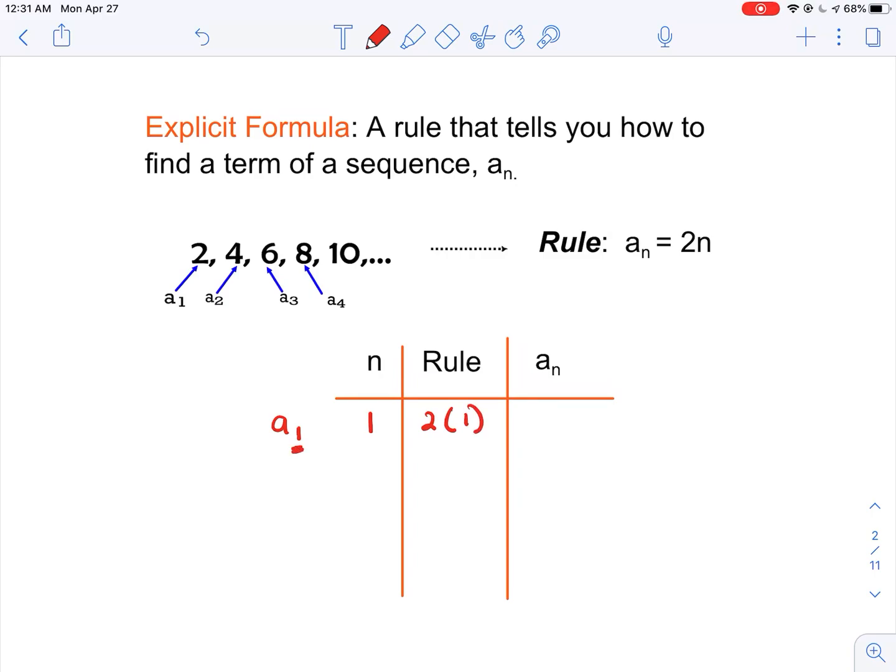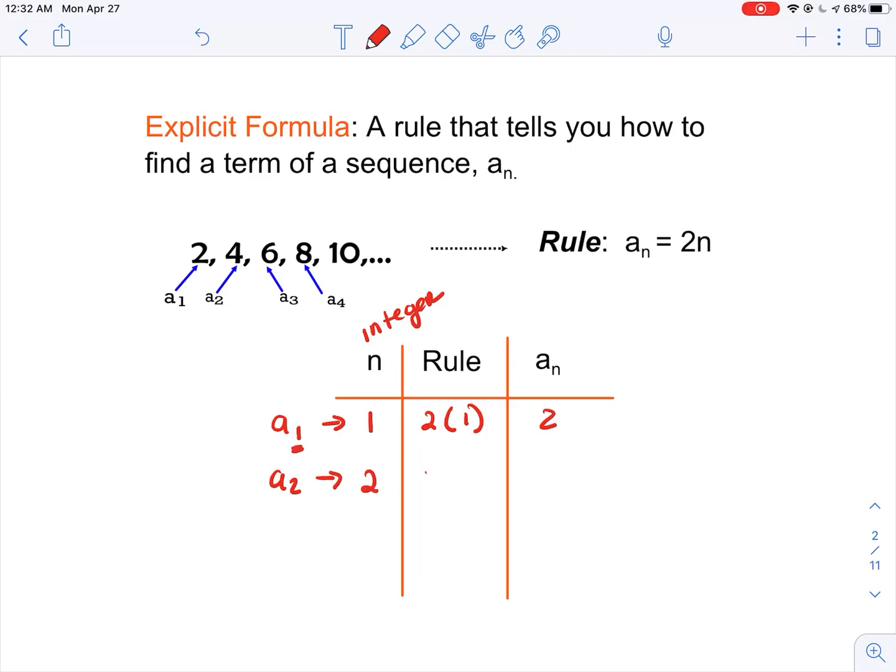I'm going to just plug in the subscript. We're using the subscript like a variable. And this subscript is going to be an integer because it is a term number. There's no half a term. It's always 1, 2, 3, 4. So when I do this, I get term 1 is equal to 2.